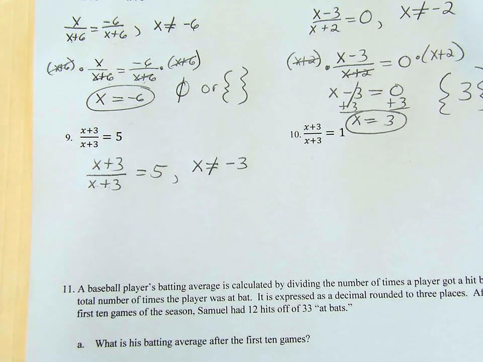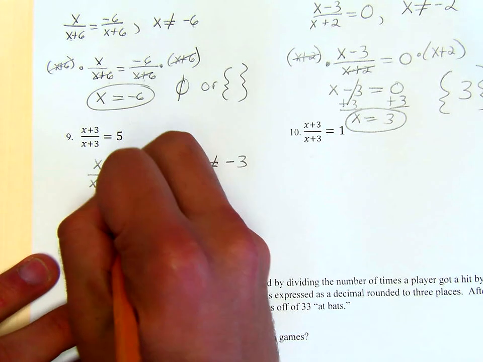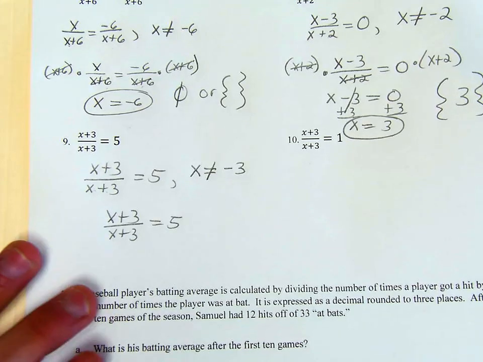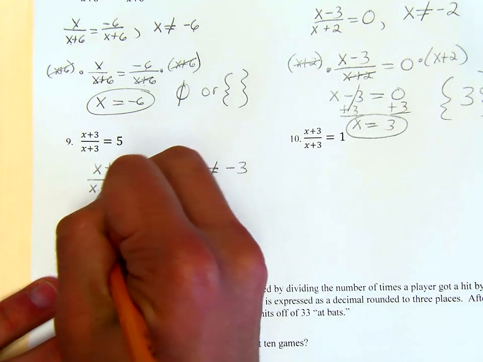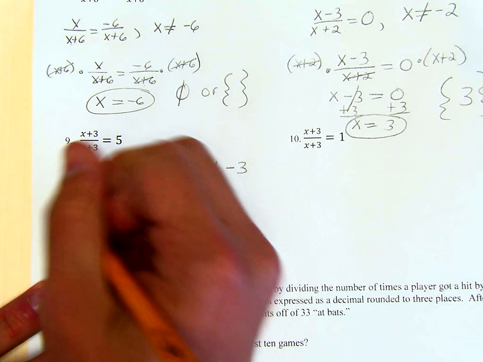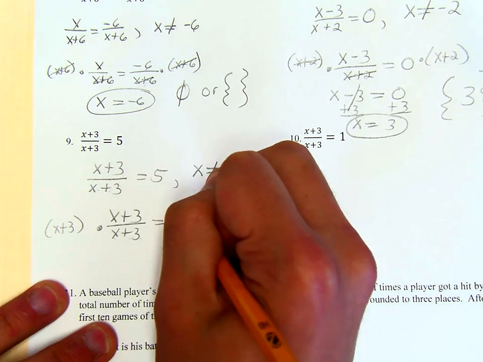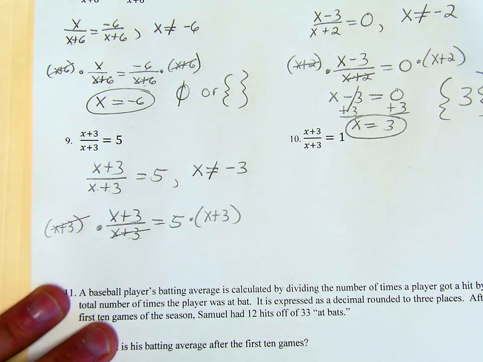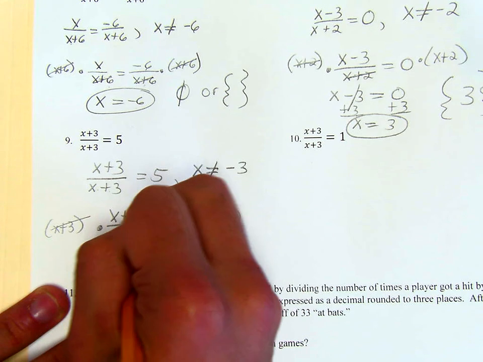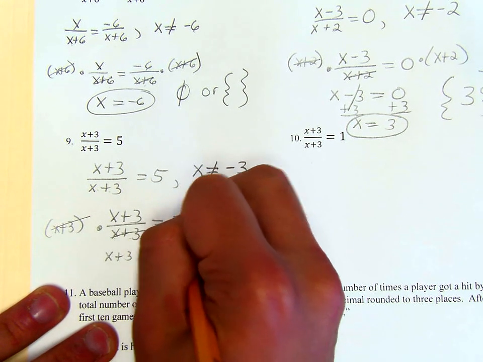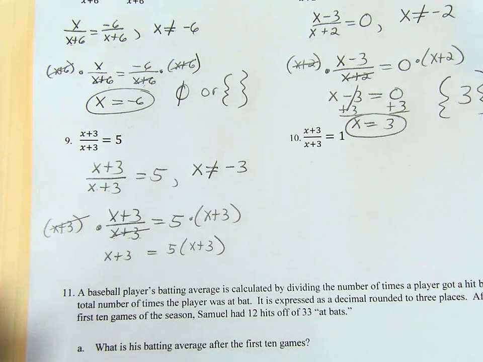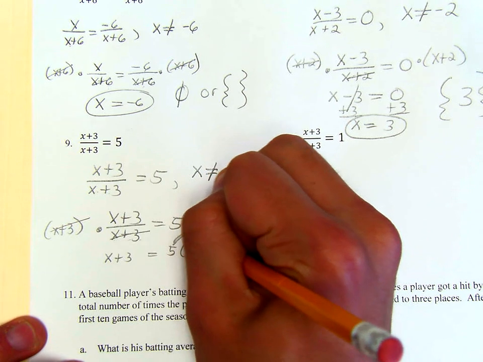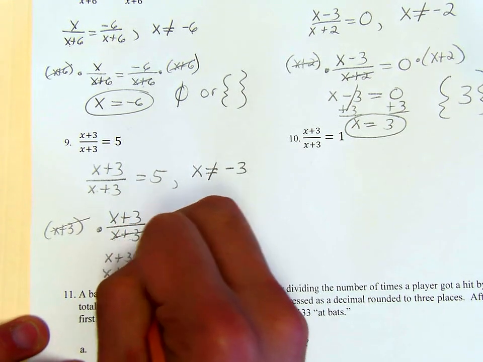So we have (x plus 3) divided by (x plus 3) is equal to 5. And now what we're going to do is multiply both sides by this common denominator, x plus 3. Multiply the other side by x plus 3. So we get that x plus 3 will cancel with x plus 3. So we'll have x plus 3 is equal to 5 times (x plus 3). And to solve, I'm going to distribute this 5. So I get x plus 3 is equal to 5x plus 15.